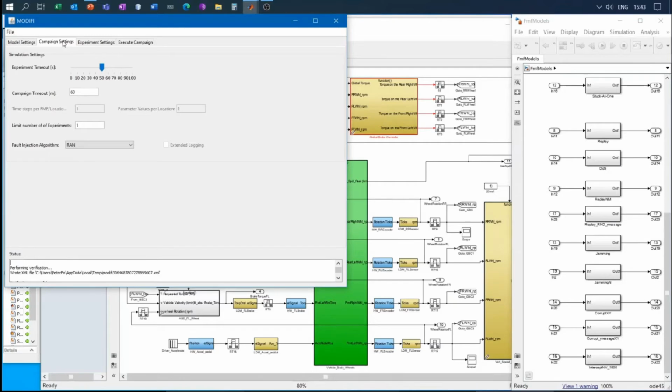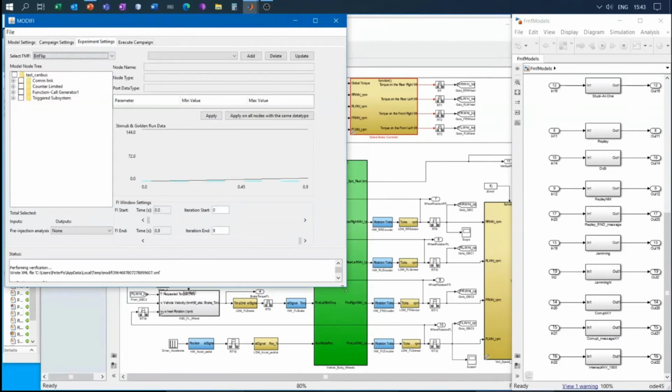The next tab, we can select campaign-wide settings, like the number of experiments. Let's just use one here. And also if you want to conduct random injections or exhaustive injections.